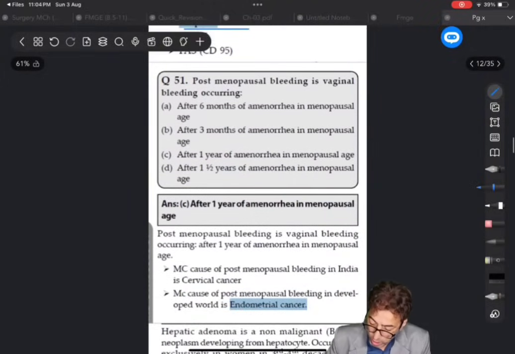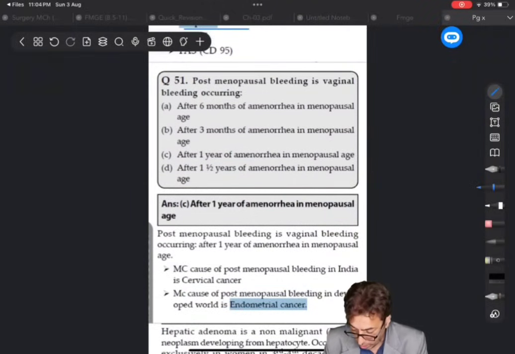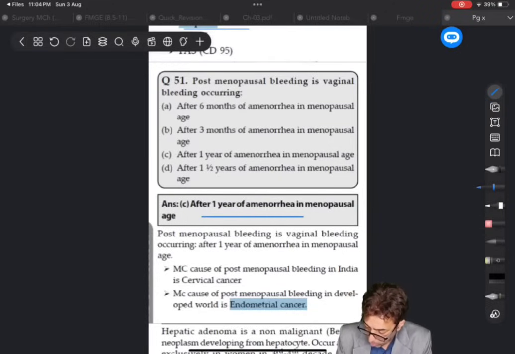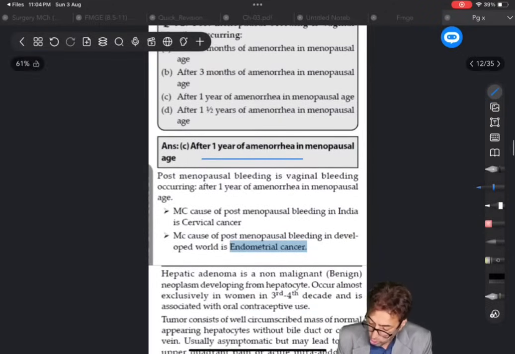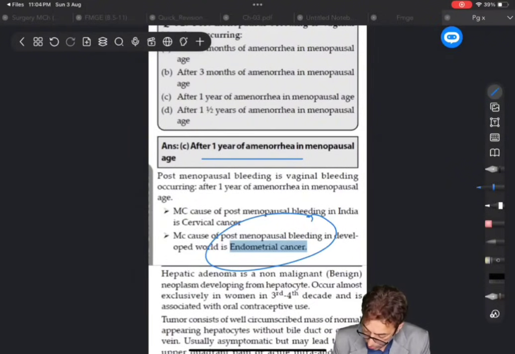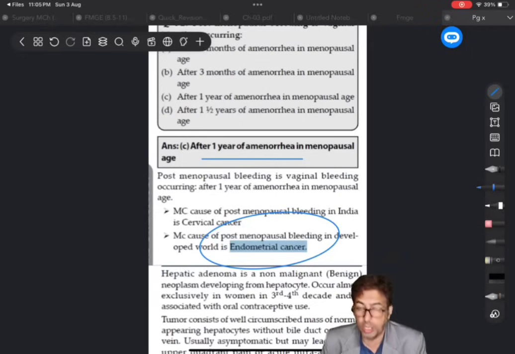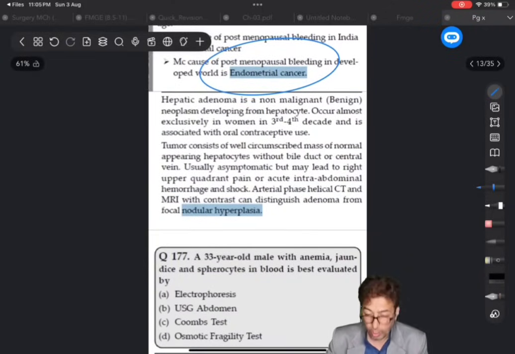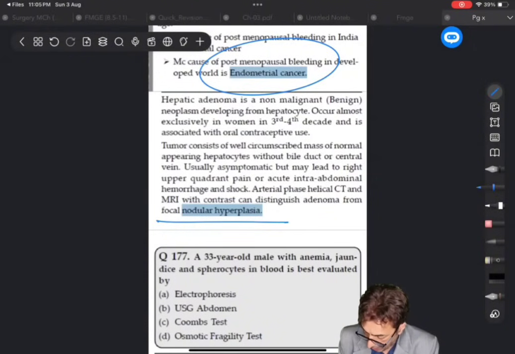Then there was a clinical scenario given of a post-menopausal female with bleeding after 1 year of amenorrhea in the menopausal age. And you have to remember that the most common is endometrial cancer. Endometrial cancer was given as a figure-based question, but you have to remember the most common cause of post-menopausal bleeding in the developed world is endometrial cancer. That's very important.